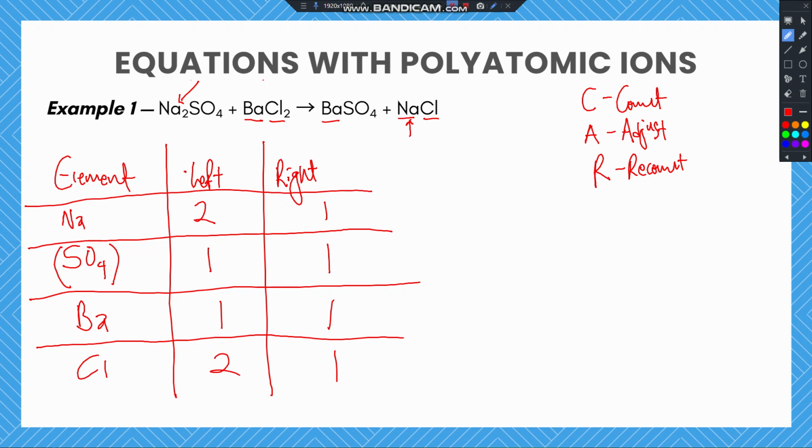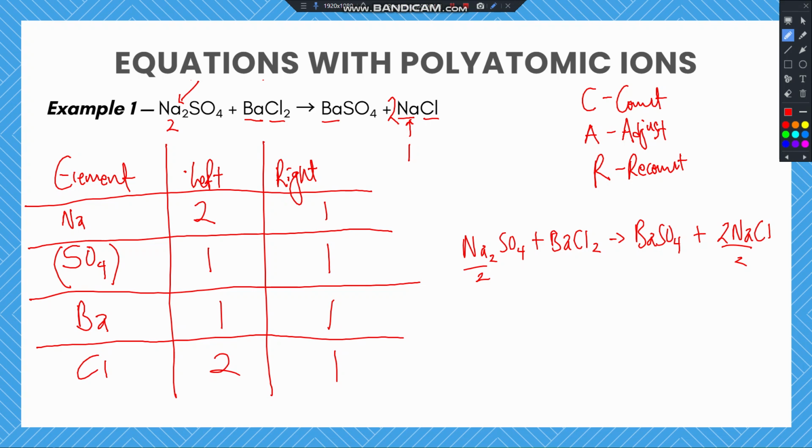So let's start with the first one that is not balanced, which is sodium. I have two atoms on the left and one atom on the right. To balance sodium, I simply include a coefficient of 2 here, and this is what the equation becomes: Na₂SO4 plus BaCl₂ yielding BaSO4 plus 2NaCl. Now you can see I have balanced sodium, 2 on the left and 2 on the right.